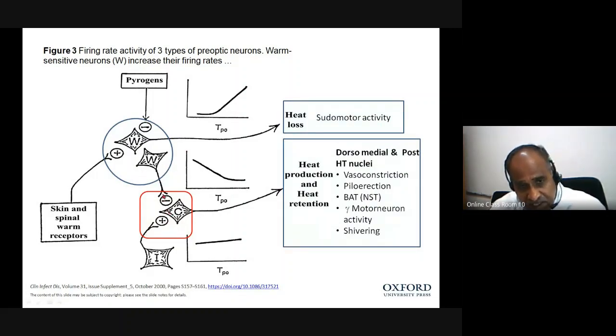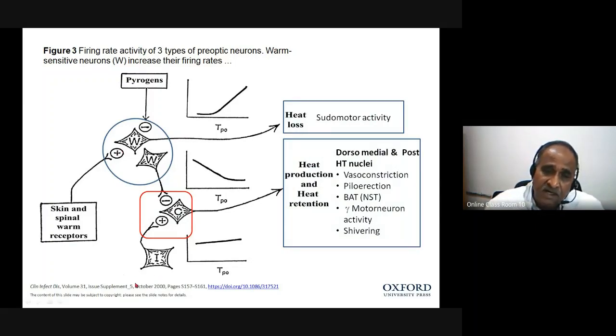At the same time, what happens? It suppresses the cold receptors. That means heat production is suppressed, because these cold receptors increase the heat production and heat retention. How do they do that? This involves the dorsomedial and the posterior hypothalamic nuclei: vasoconstriction, piloerection, brown adipose tissue metabolism, gamma motor neuron activity, and shivering. Activation of these cold receptors is suppressed so that there is no heat production, so there is heat loss. That's the increased temperature.